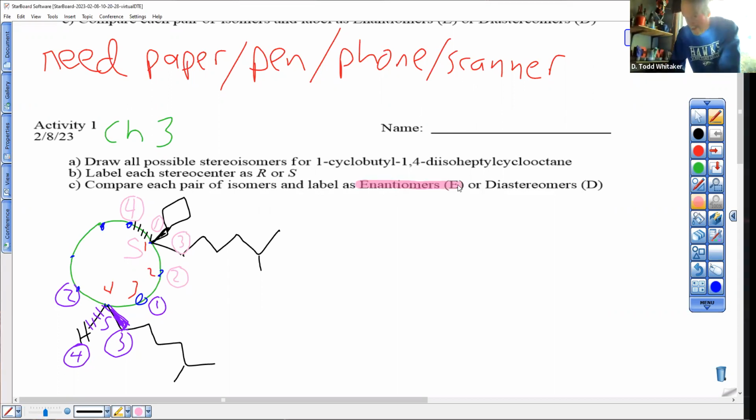Enantiomers are a form of isomer, as you may have guessed. They are non-superimposable mirror images of each other. That's the only definition. If you invent your own definition, it will be wrong. So, keeping the definition in mind, why don't you draw the enantiomer right now? And it's as simple as pretending there's a mirror right here.